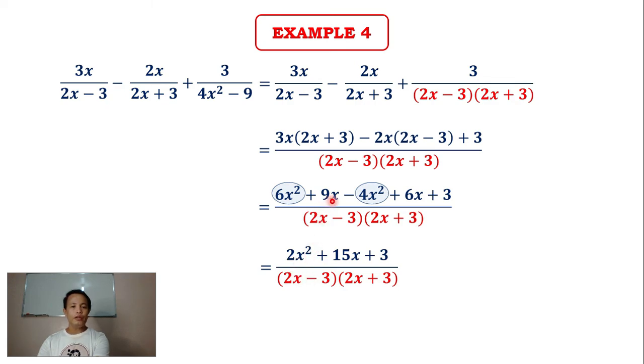Another like terms, we have 9x plus 6x. So 9x plus 6x will give us 15x. And of course, we simply copy positive 3. And since the numerator 2x squared plus 15x plus 3 is not factorable anymore, this shall be our final answer.